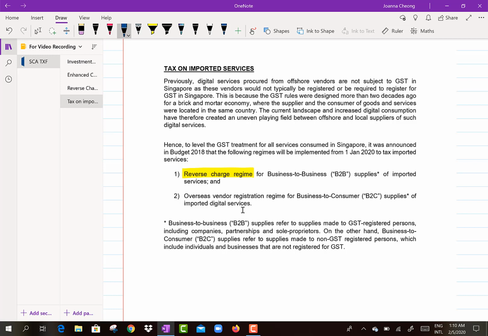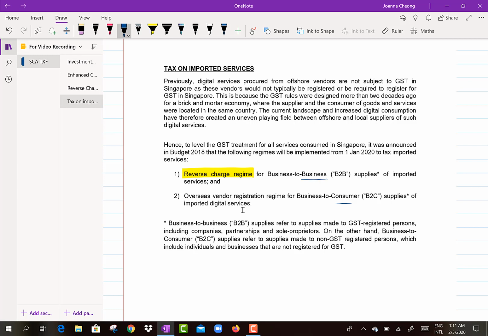Now I just want to make things clear. B2B, right? When we say B2B, this B actually refers to any GST registered businesses in Singapore, that include not just the company but also sole proprietorships as well as partnerships. But if the overseas supplier were to supply digital services to non-GST registered businesses in Singapore, they will go under B2C, right? Okay, so this is something that you want to make yourself clear.